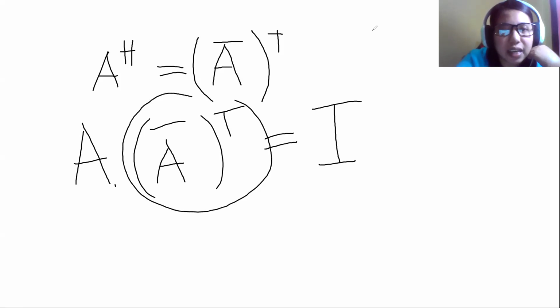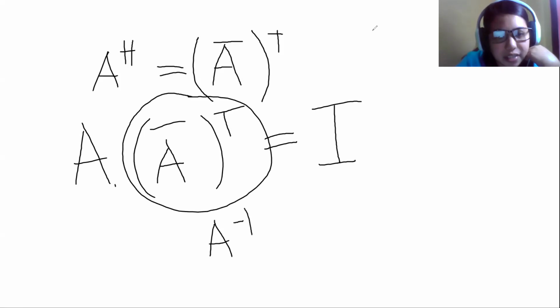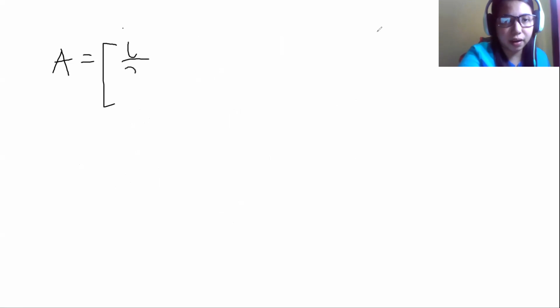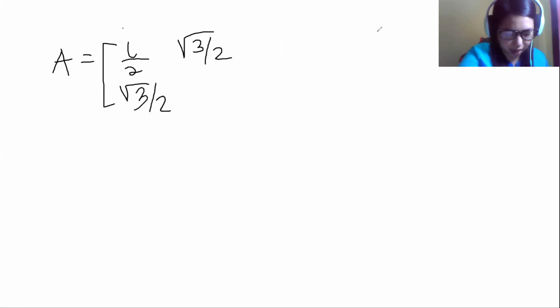Again, if this is equal to the inverse, then the result must be the identity. Okay, so let us do it now. So let's consider this example. So let's have A is equal to i/2, negative 3 halves, negative square root of 3 halves, and i/2.